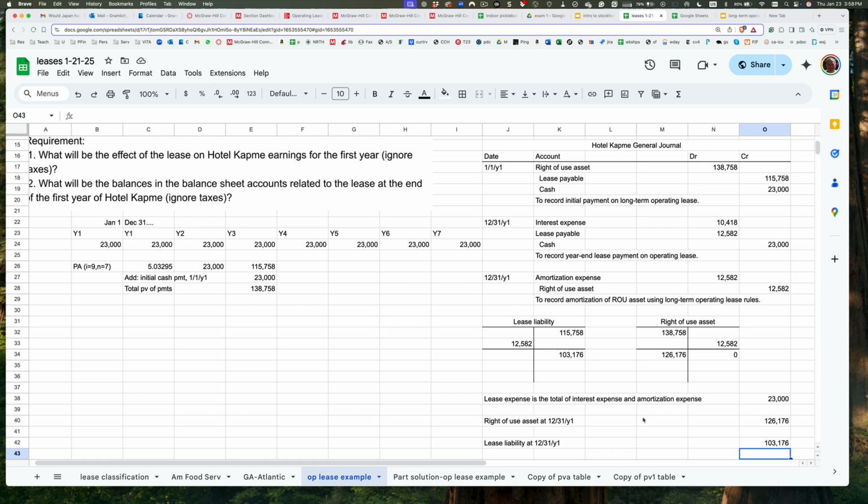There you have this problem. Okay. And that gets us to the end of this example. Please use this approach when applying the operating lease rules.